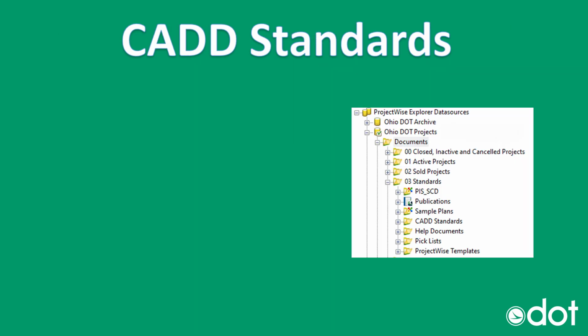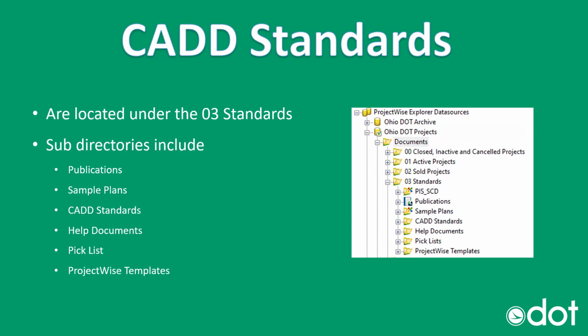So let's go ahead and talk a little bit about the CAD standards and where those are located within the ODOT project's data source. As you can see here, we do have that located as the 03 standards folder, which is located underneath the documents directory. If we expand that out, we do have some subdirectories underneath the 03 CAD standards. We're just going to briefly go over some of those and what they pertain to.